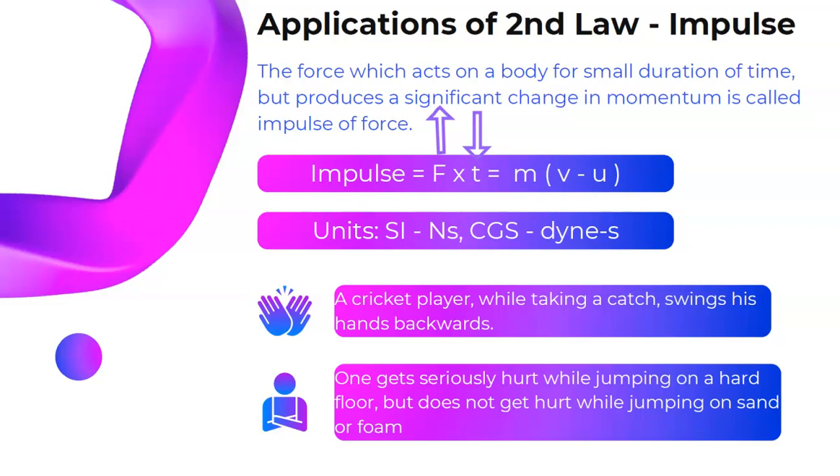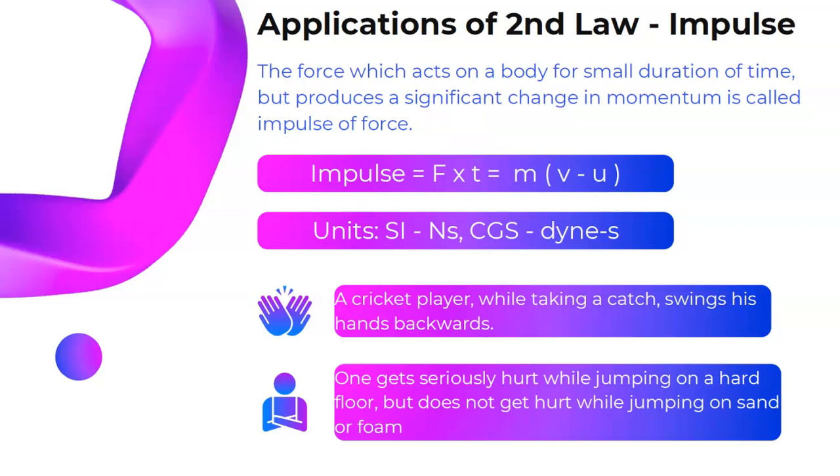That is what happens in impulse. For example, let us take the example of a cricket player who is taking a catch. Now, when he is taking a catch, he usually swings his hands backwards. Suppose, imagine he is not swinging his hands backwards. If he is not, the time for the impact of the force of the ball is very, very less. And hence, the force of the ball acting on his hand is huge, due to which he can get hurt.